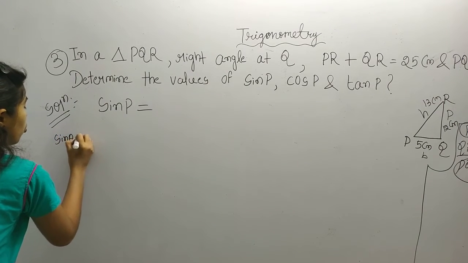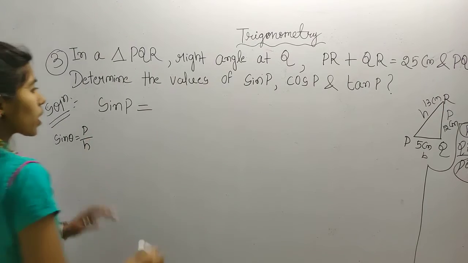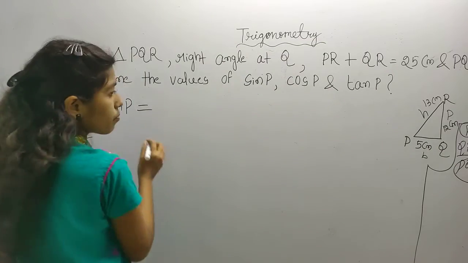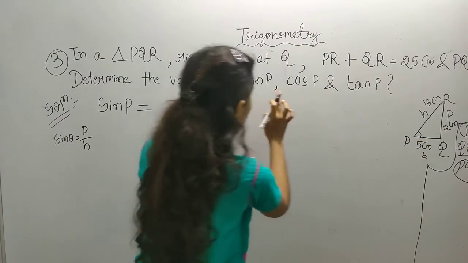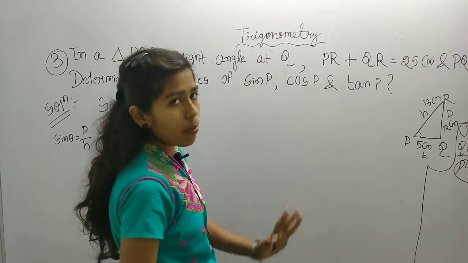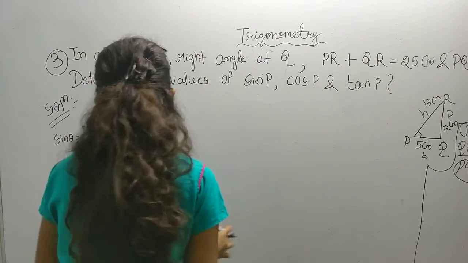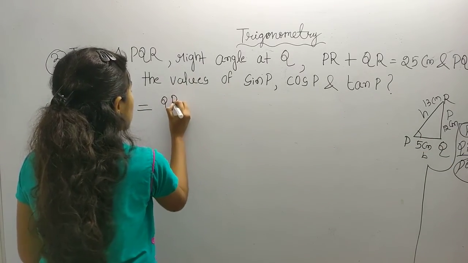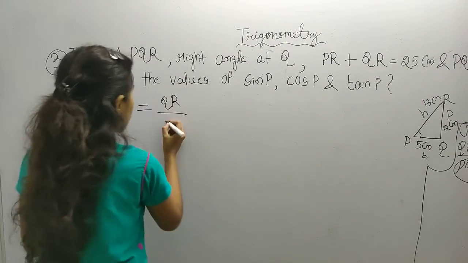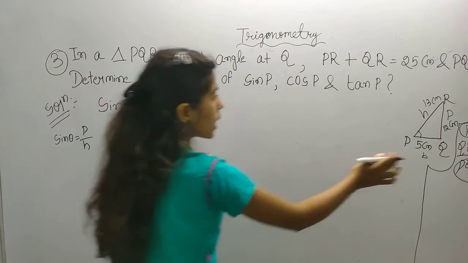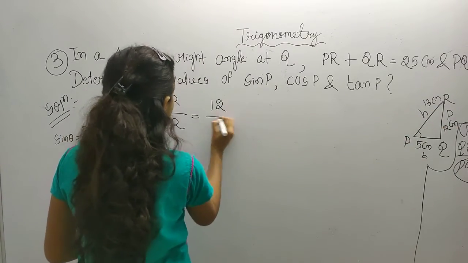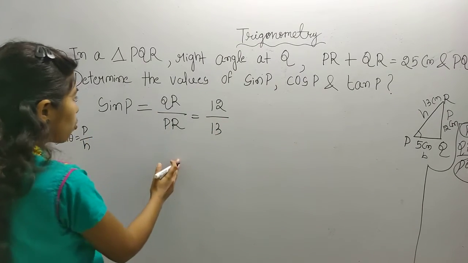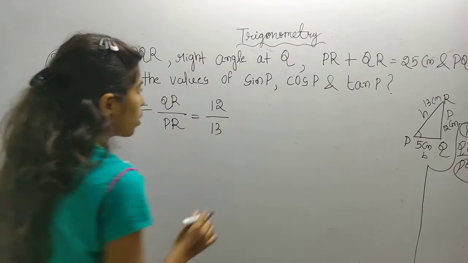Sin theta equals to P by H. Which is the perpendicular? QR is the perpendicular. Here angle P is given, so no doubt the triangle will remain the same. No question of changing the triangle. So perpendicular is our QR by hypotenuse. Hypotenuse is PR. QR is 12 by PR, PR is 13. So we got sin P equals to 12 by 13. Next we will go to cos P.